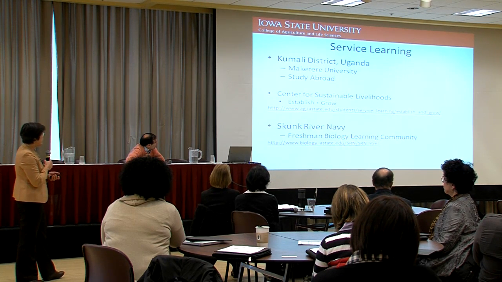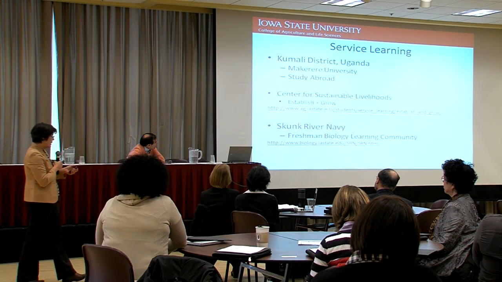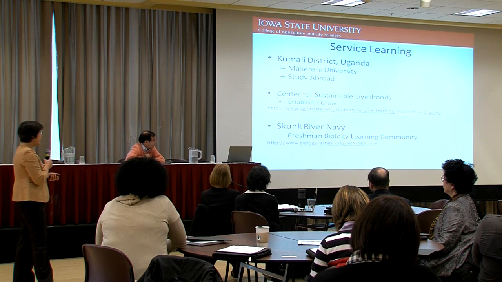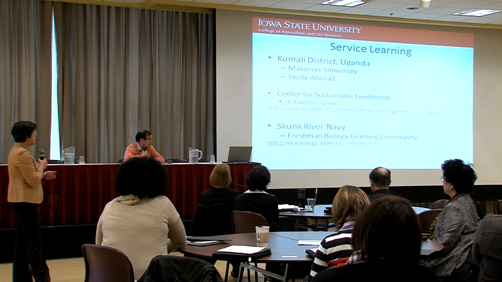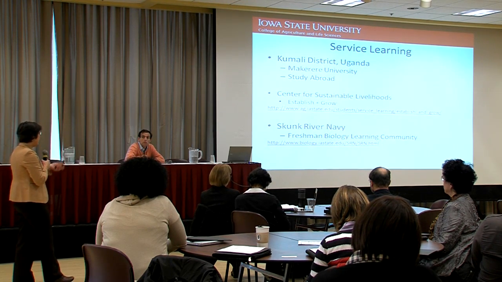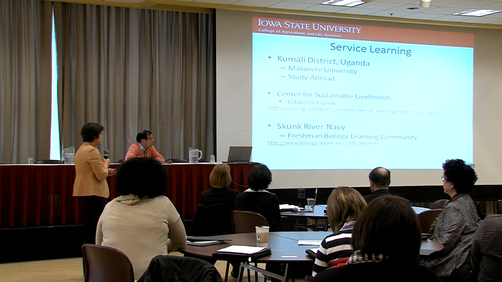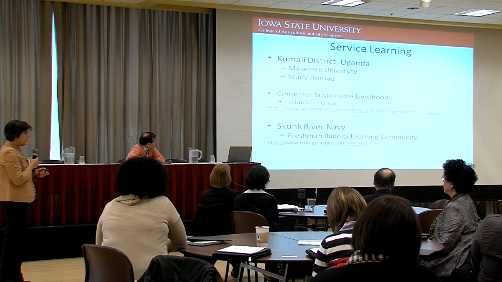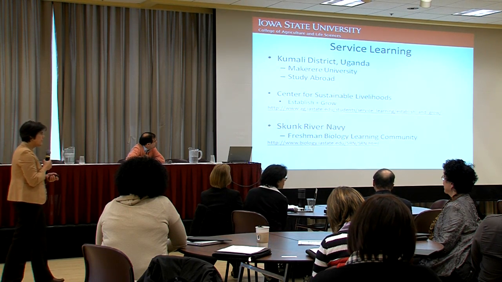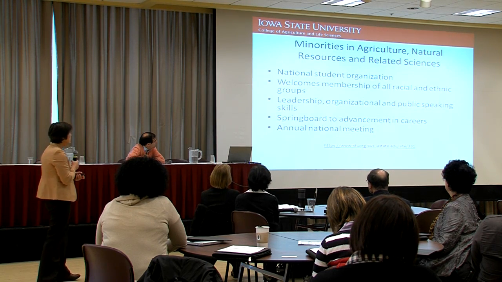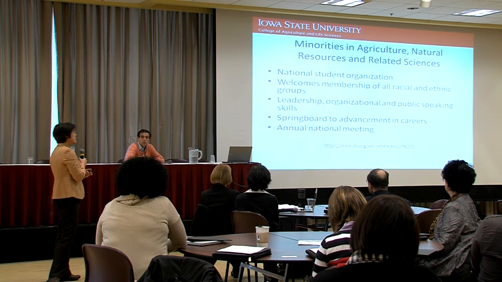We do also have programs within the Center for Sustainable Rural Livelihoods, and one example is the Establish and Grow program, which is now an NGO that was established by Iowa State students to support, again, improving the quality of life for people in developing countries. And then another example is the Skunk River Navy, which is the freshman biology learning community where they go out and clean up the Skunk River, which is always a good experience for students and a very bonding experience for them as well. And then I just have two student organizations, although these are also national organizations.